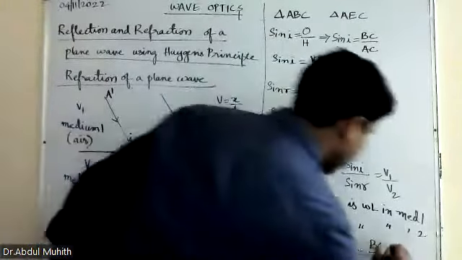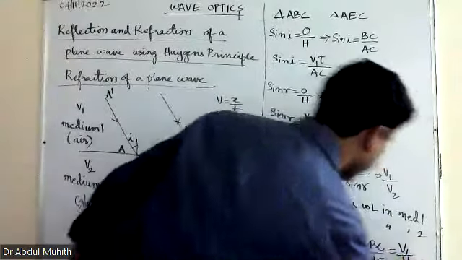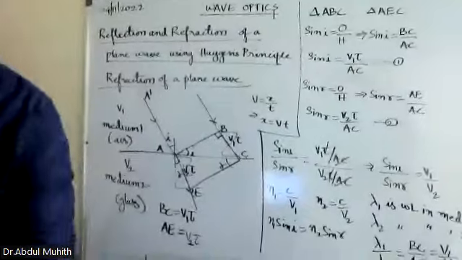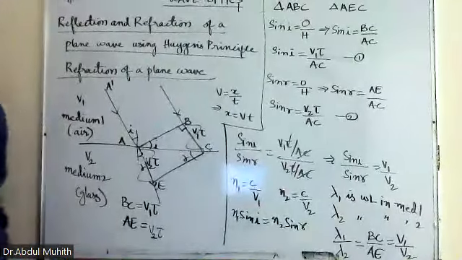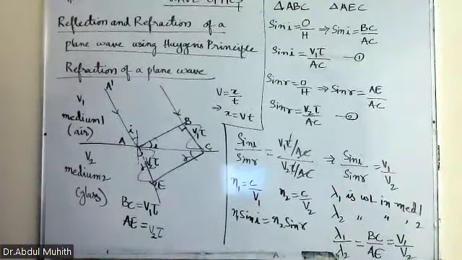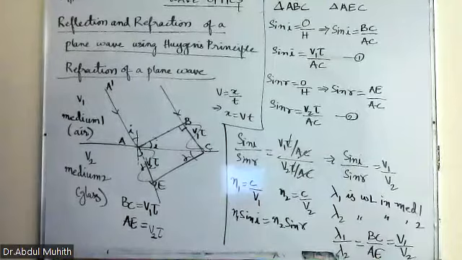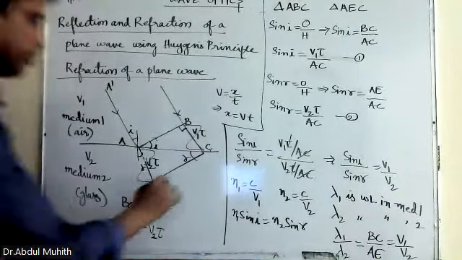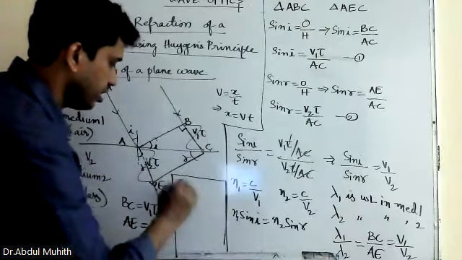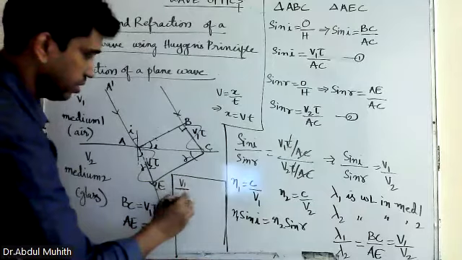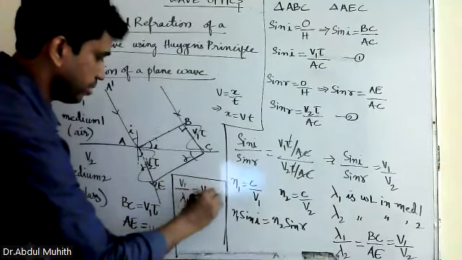This is equal to V1 by V2. So then what do we get here? V1 by lambda 1 is equal to V2 by lambda 2. The remaining I'll explain in the box.